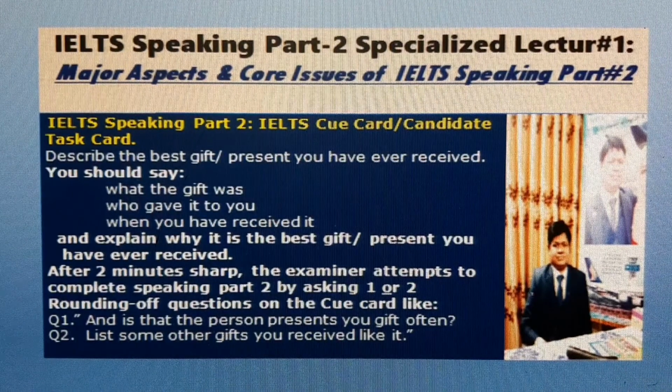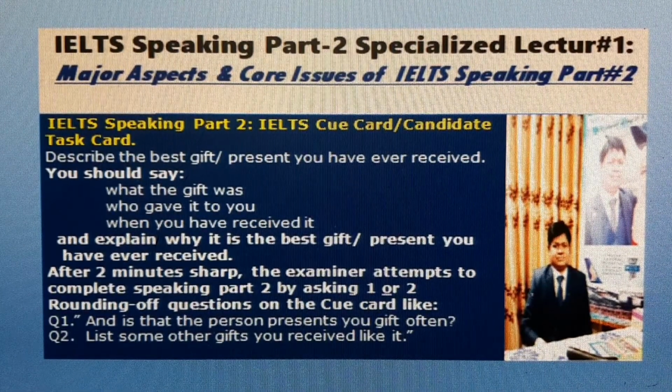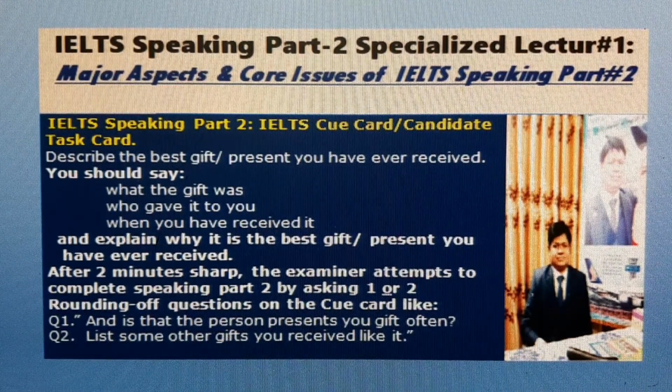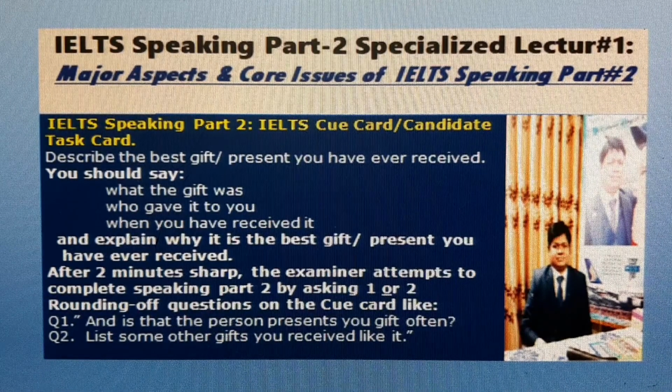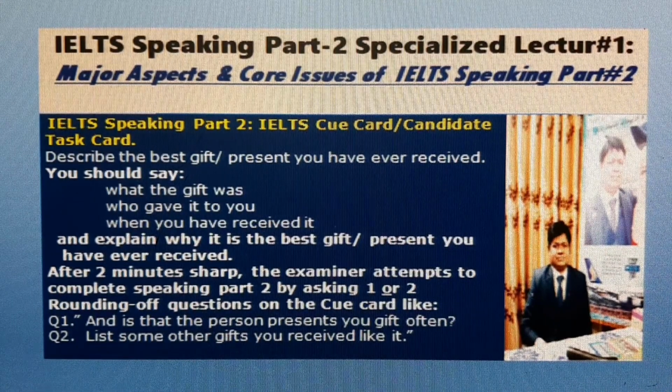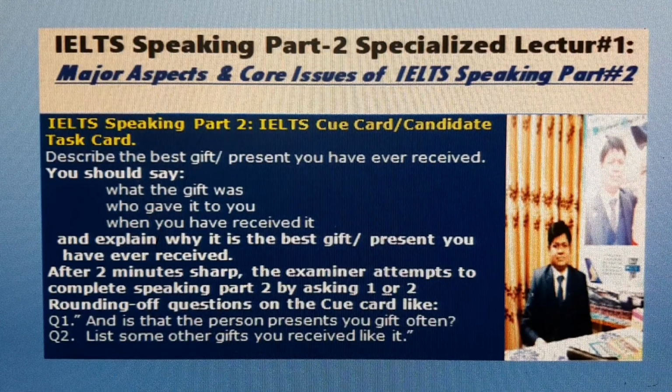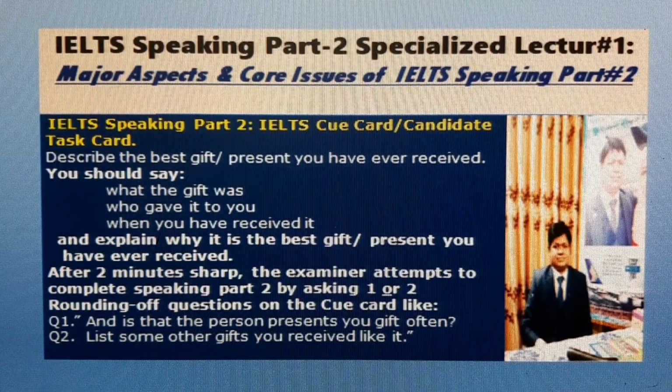Step 2. Rounding off questions on the cue card. After 2 minutes sharp, the examiner attempts to complete speaking part 2 by asking 1 or 2 rounding up questions on the cue card, like question 1, I quote, "Does that person present you gifts often?" Unquote. Question 2, I quote, "List some other gifts you received like it," unquote.